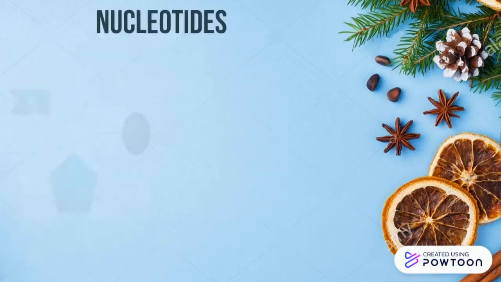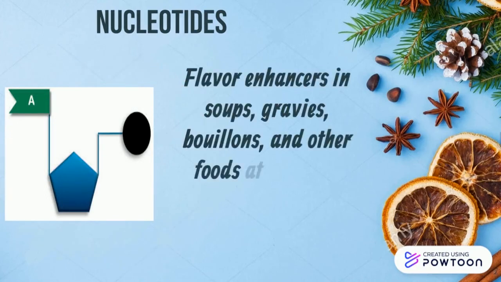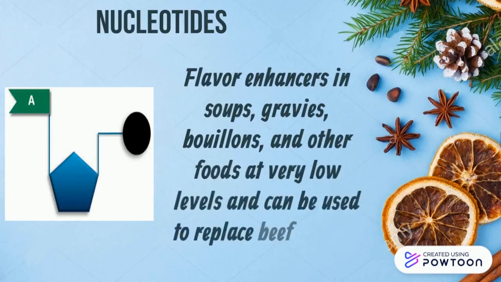Next is nucleotides, formed from nucleic acids present in the nucleus. The 5' nucleotides are beneficial as flavor enhancers in soups, gravies, bouillons, and other foods at very low level and can be used to replace beef extract.